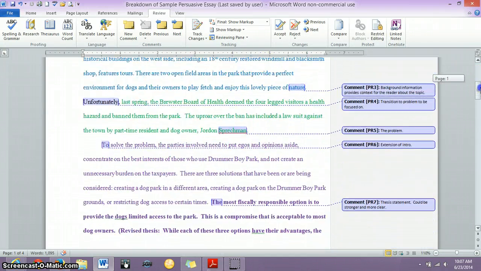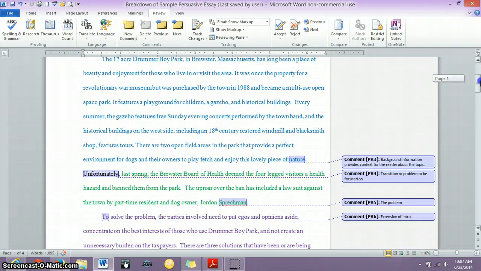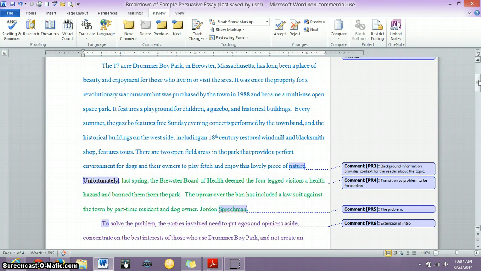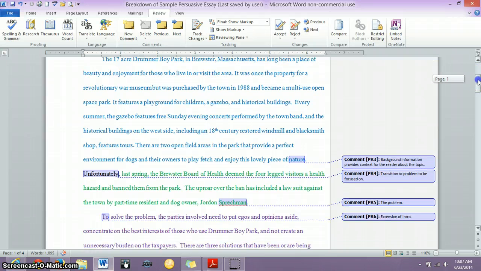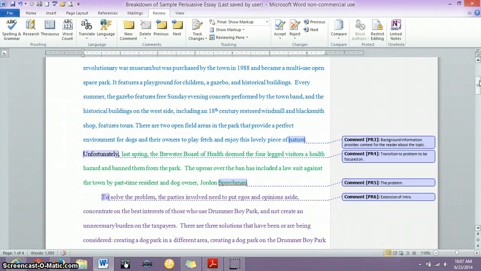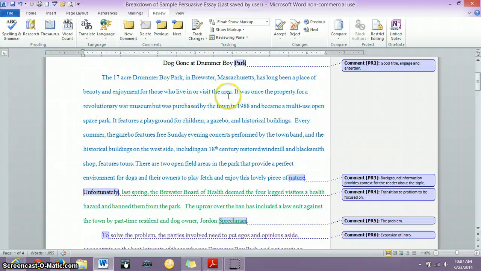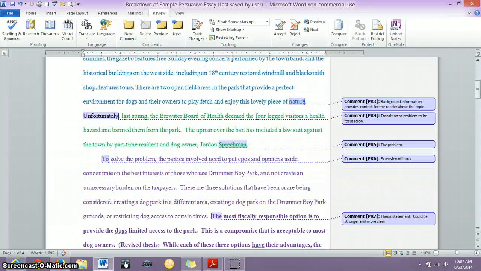So in this paper, it's got a 2-paragraph introduction. I'm not going to read all of this to you. I don't have time for that before my video program shuts down. But I'm going to attach this to the email, so make sure you go back and look at it. But in the first paragraph, it's providing context information as to what this park is, how big it is, when it was established, things like that. So it's giving you good context information. And then, with the word unfortunately, it transitions into the problem that this paper is going to focus on.